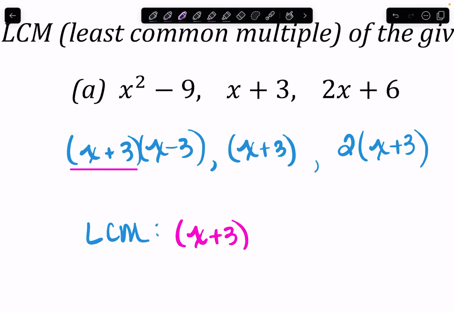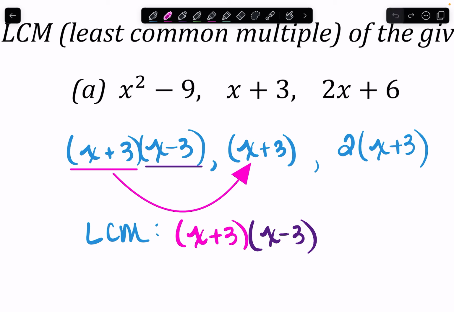I move to the next factor. X minus 3 is different, so I have to include it as well. I move to the next one. X plus 3 is a repeat of one we've already listed, so we don't need to list it a second time. The only way it overrides it is if the power is bigger. So let's say, for example, that this x plus 3 was a power of 2. That means I can't keep 1. It's not enough. I would have to change it to the bigger exponent. But since they're the same, we're just going to skip over it.